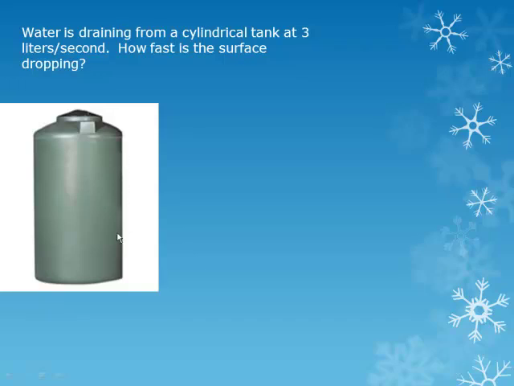So we have to find a relationship between the height of this tank and also the volume of the tank, because that's what the 3 liters per second is talking about. It's the volume changing. So dV/dt is -3 liters per second. They told us that up above. It's draining, so it's going to be a negative rate, -3 liters per second.